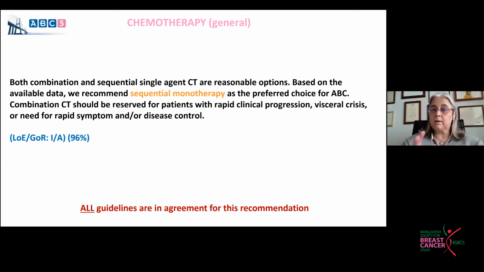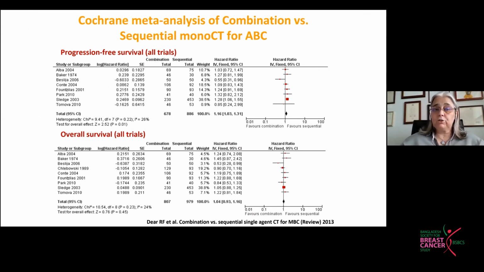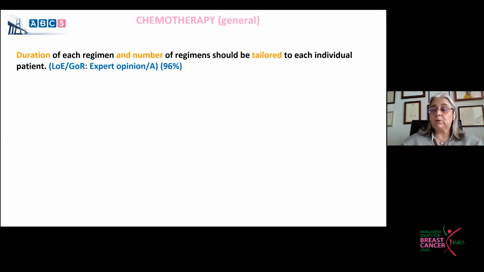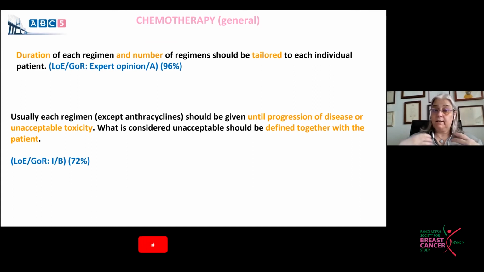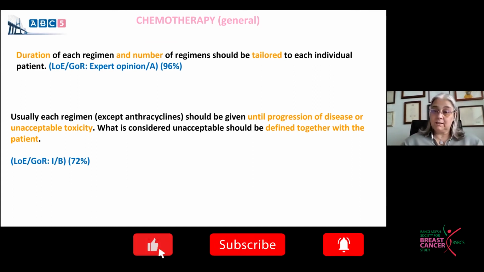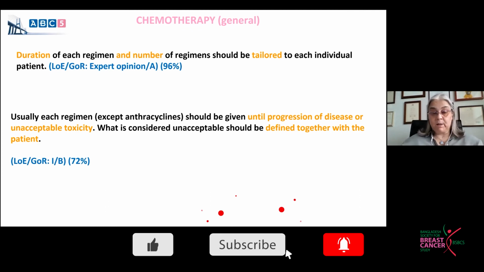So we have here a meta-analysis looking into many types of chemotherapy, and you see that there is no benefit for the combination, not in PFS nor in overall survival. For how long should we use each regimen? So this should be tailored to the individual patient, particularly to toxicity. So usually we say we give it until progression or unacceptable toxicity, but please make sure that this unacceptable toxicity is defined by the patient and not by the physician alone.